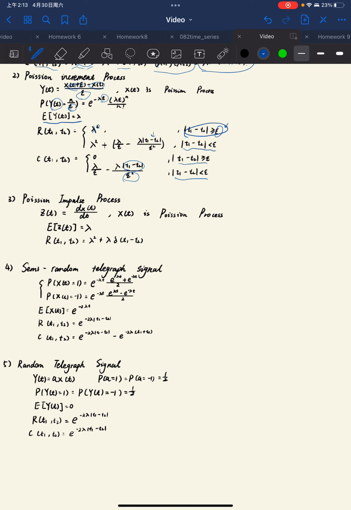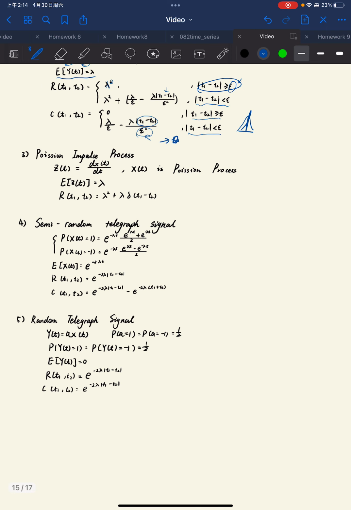As we can see from the functions here, as epsilon gets closer to zero, the triangle for the Poisson increment process becomes closer to an impulse at a certain time.